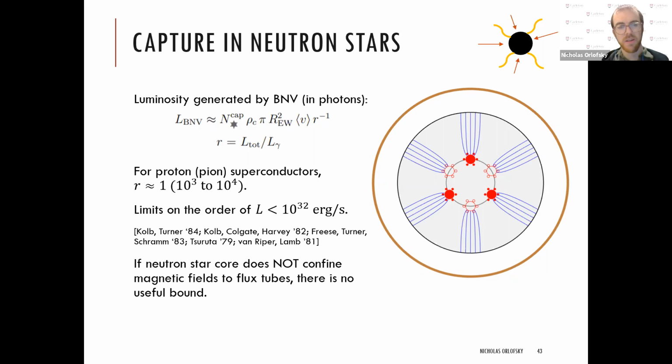In any event, once you know that, then you can compare the luminosity that you get from these baryon number violating processes to limits on the X-ray luminosity from neutron stars. And there's a lot of different ways that you can constrain this, and a lot of work that has been done on this.